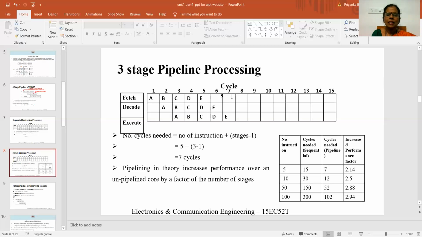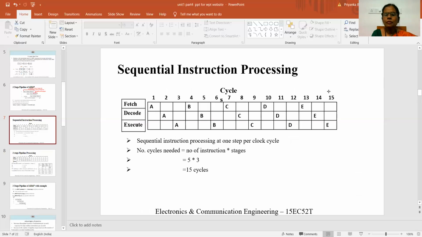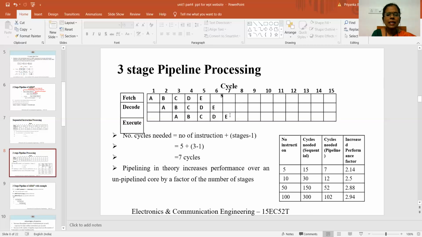In the seventh cycle, if we don't fetch anything, because we have only 5 instructions and already fetched them, this will be vacant, and there is no instruction for decoding here, but instruction E, already decoded, comes for the execution stage. So to execute the fifth instruction, 7 cycles are required. See the previous diagram: the fifth instruction comes for execution in the 15th clock cycle. But in pipelining, in the 7th cycle only the fifth instruction gets executed.